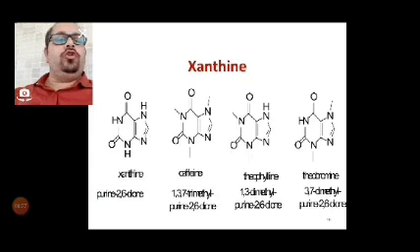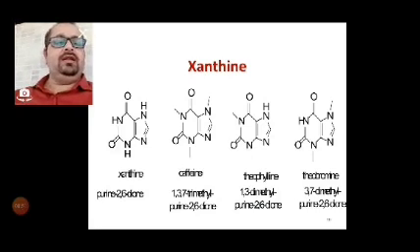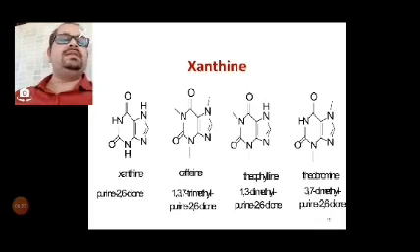If you look at the theophylline structure carefully, you can easily find out the difference between caffeine, theophylline and xanthine. Theophylline is a dimethyl substituted xanthine. Caffeine is trisubstituted. Theophylline is disubstituted, and theobromine is also disubstituted. Theophylline is a 1,3-dimethyl xanthine, and theobromine is a 3,7-dimethyl xanthine. Xanthine is nothing but a purine 2,6-dione. That's why rather than saying purine 2,6-dione, I am using the word xanthine.